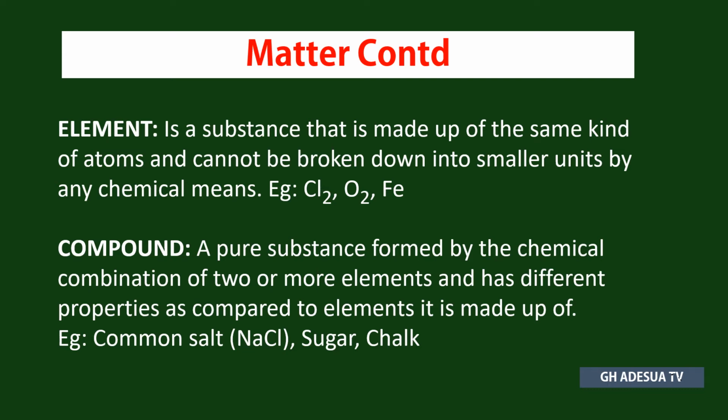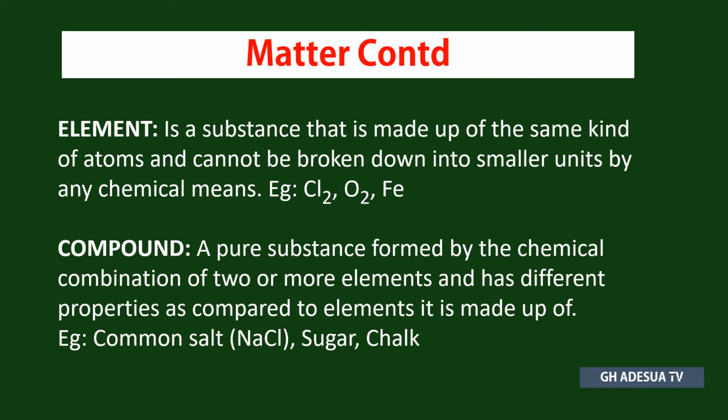Then we talk about an element. An element is a substance that is made up of the same kind of atoms and cannot be broken down into smaller units by any chemical means. So the same kind of atoms, and you cannot break them down by any chemical means. So we have chlorine. Chlorine is bound together in nature as it is, Cl2. Oxygen is O2, bound together as oxygen. Iron is Fe, just one Fe. It is so in nature. So it's a substance that is made up of the same kind of atoms, and you can't break it up.